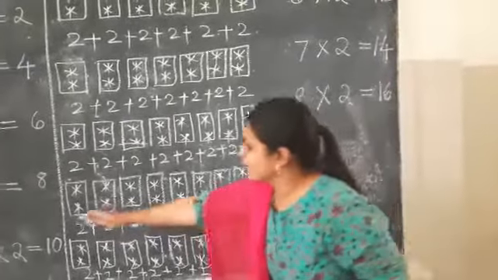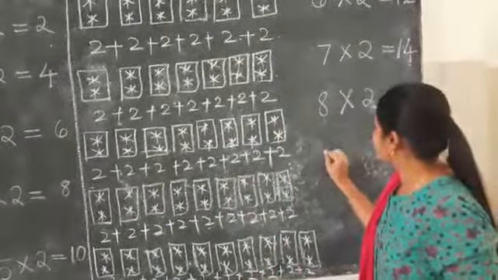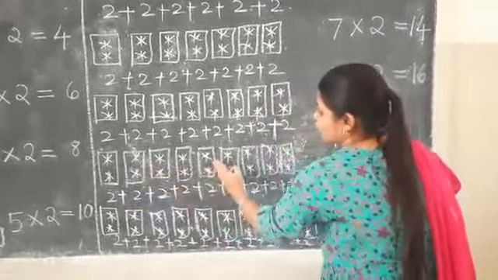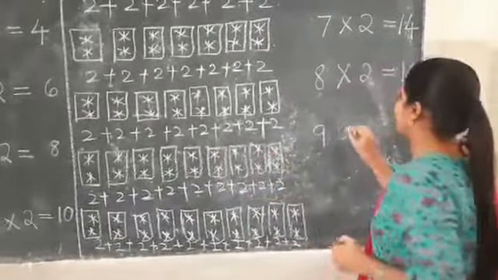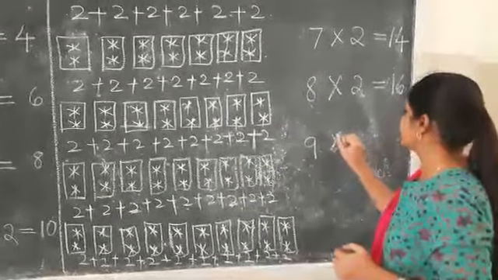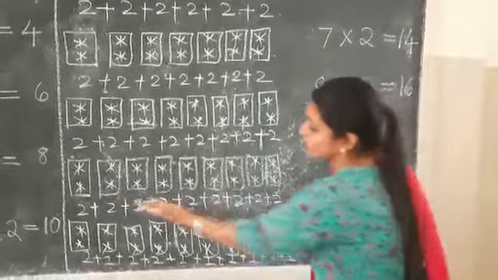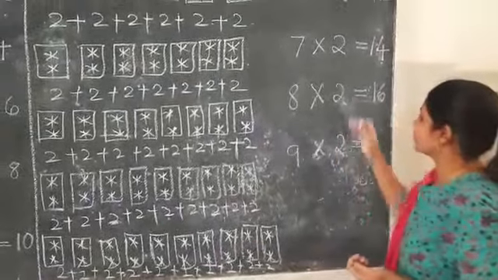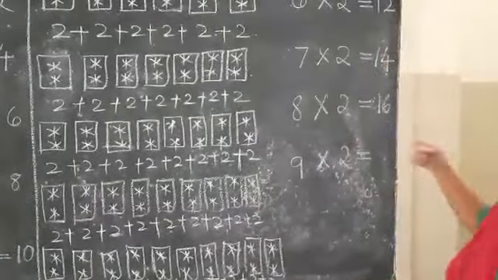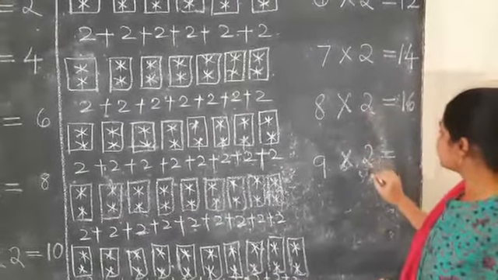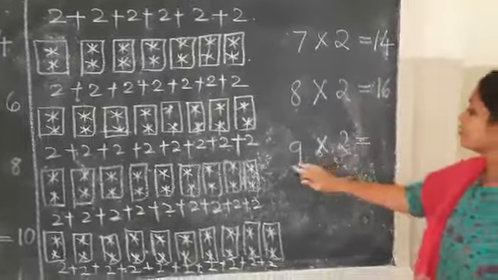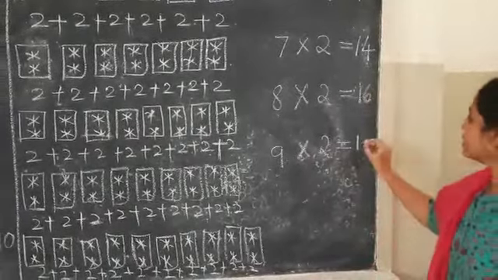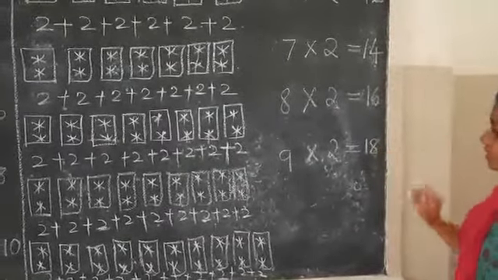Next after 8, we write the number 9, that is 9 groups of stars here: 1, 2, 3, 4, 5, 6, 7, 8, 9. Write down the 9 and put the multiplication symbol, and in each group you have 2 stars. Write it as we have written previously, the same way here also. And when you multiply, again the number is increased by 2, so 16 and 2 more is 18.